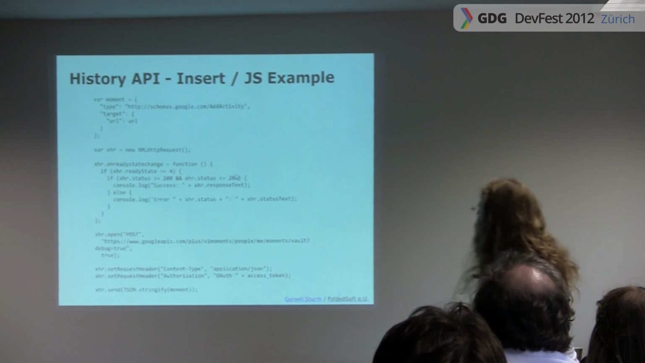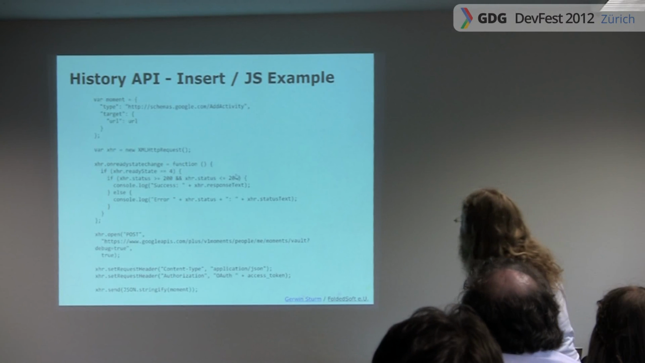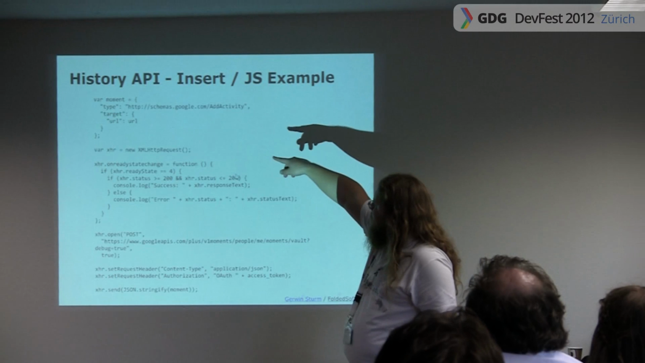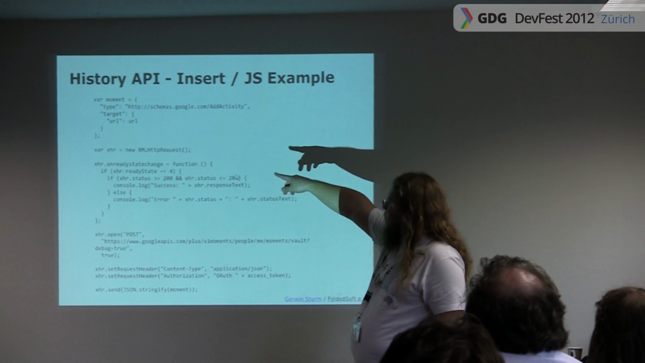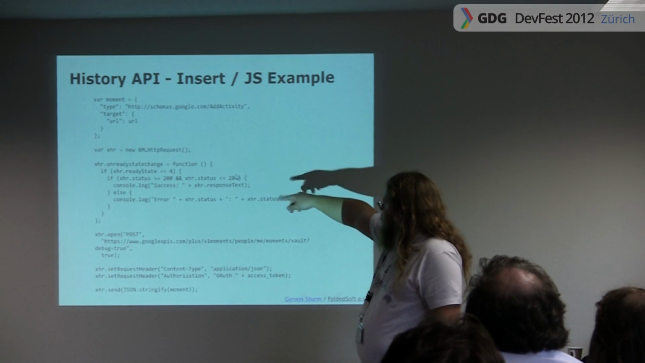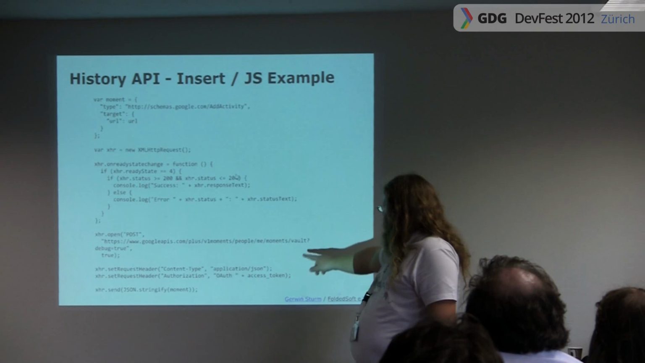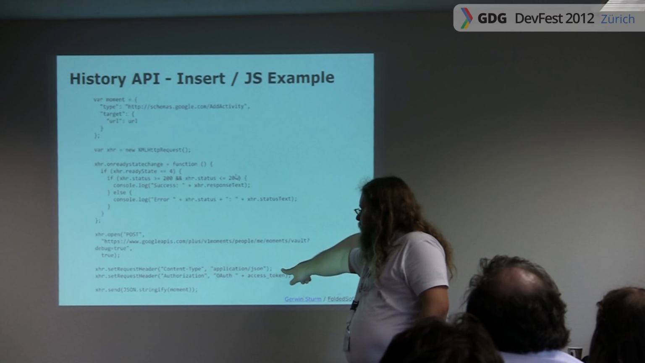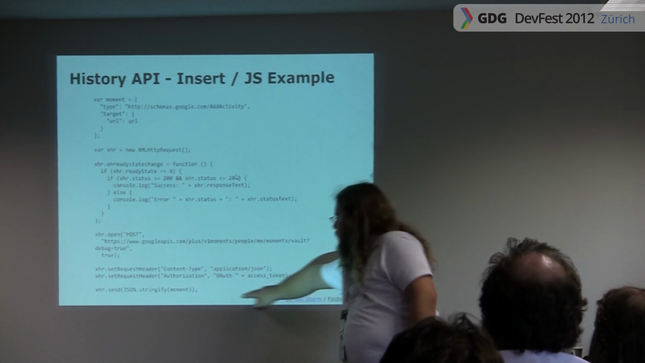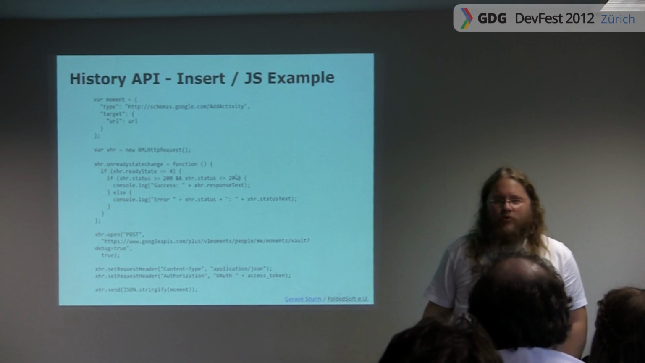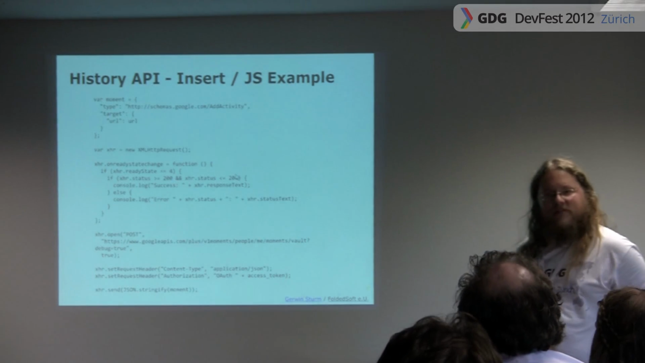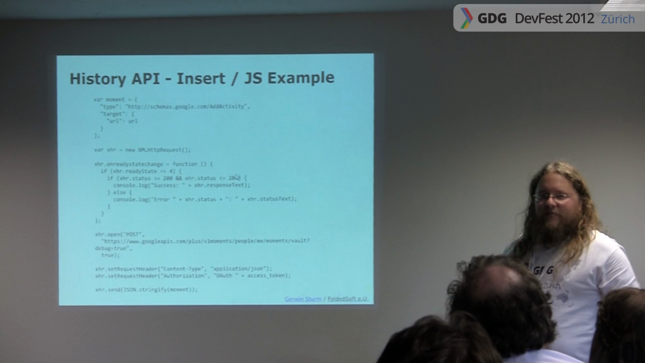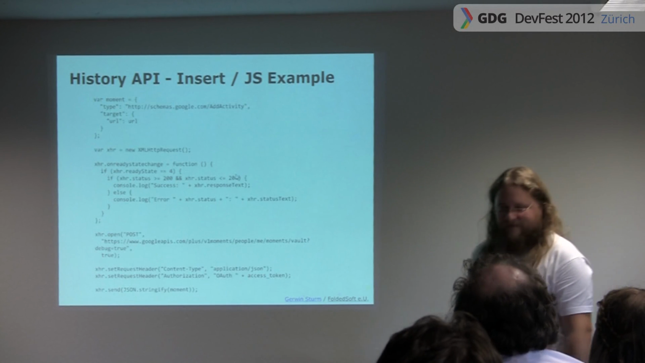So that's just a simple example. I hope it's readable. I just define here a simple add activity with the URL. Then I open an HTTP request, make sure I get the response, and go to this URL, set the application/json content type, set my access token, and then send the stringified moment. So it's a pretty straightforward POST request. You could do the same via the client library, but it's the same if you do it in pure JavaScript.